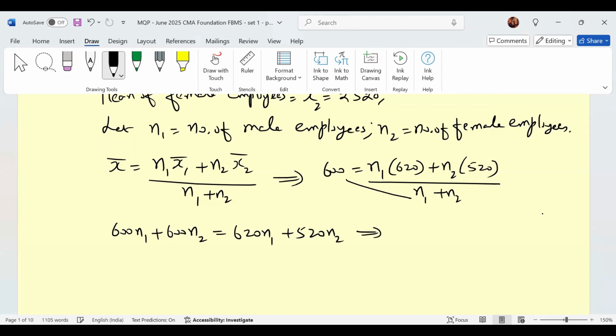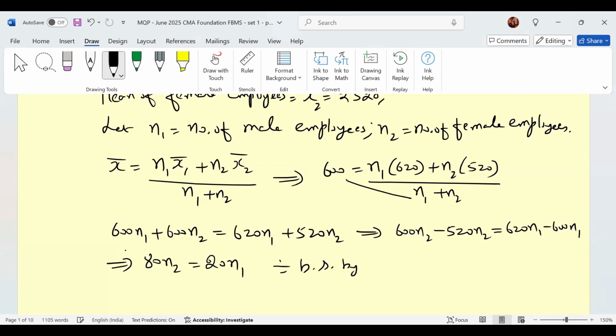So now bringing N2 to the left hand side means 600 N2, and this 520, if I take it to the left hand side, it becomes negative 520 N2 is equal to 620 N1 minus 600 N1. Means I am bringing the 600 N1 to the right hand side, it becomes negative. Simplifying this, we get 80 times N2 is equal to 20 times N1. Now divide both sides by 20.